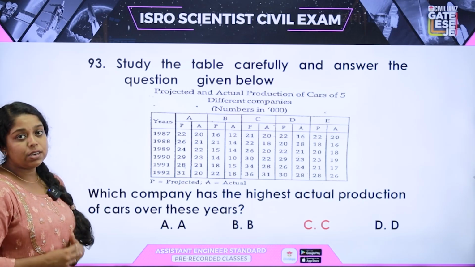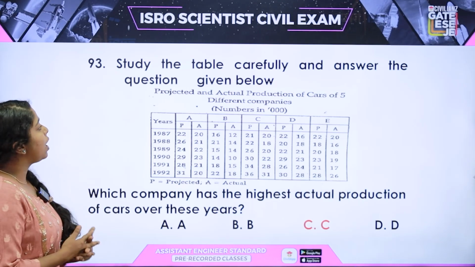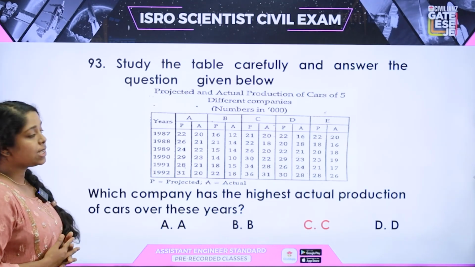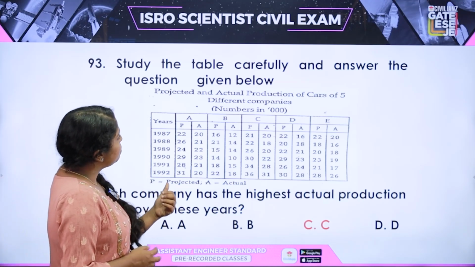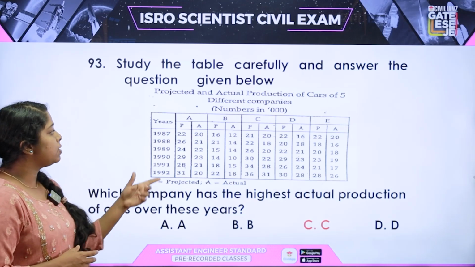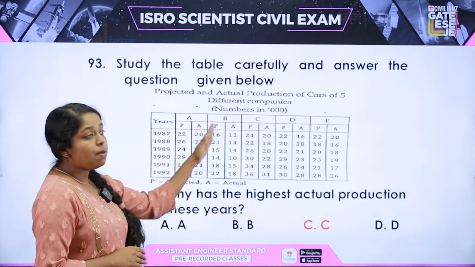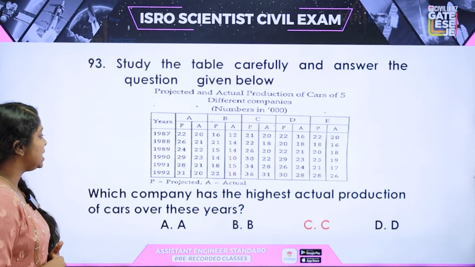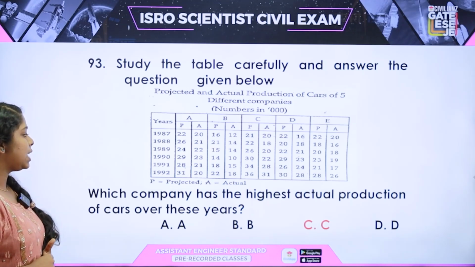Moving on to the 93rd question, we have been given a table and from this table we need to do the analysis and answer the question given below. So we have been given the projected and actual production of cars of 5 different companies. The numbers are given in thousands and the 5 companies are A, B, C, D and E and the years are 1987, 1988, 1989, 1990, 1991 and 1992.